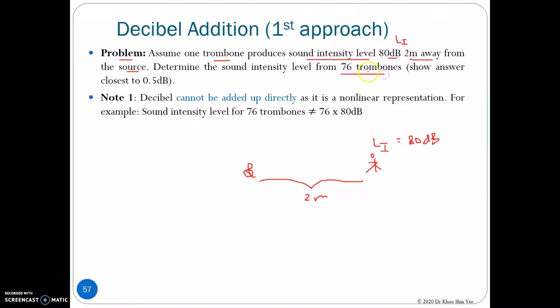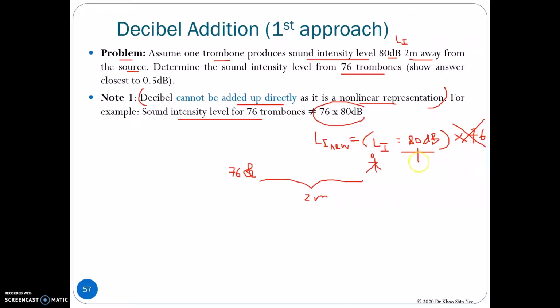If you increase the music instruments to 76 units, so you have 76 music instruments now, what will be the change to the sound intensity level? You might think the new sound intensity level is equal to 80 dB multiplied by 76 units. We cannot do this because the sound intensity level is non-linear. So you can see decibels cannot be added up directly because it's a non-linear representation. Therefore, the new sound intensity level for 76 music instruments is not equal to this.